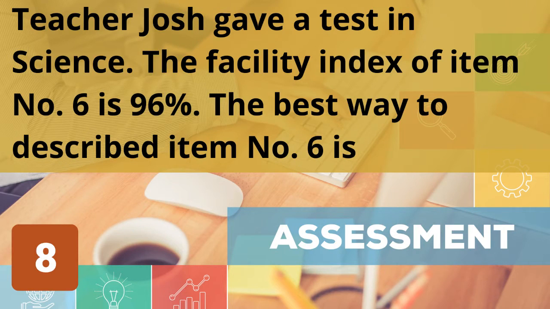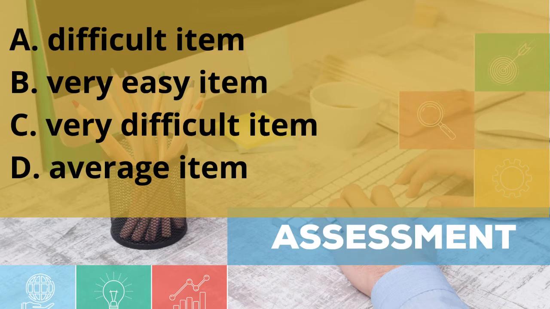Number 8. Teacher Josh gave a test in science. The facility index of item number 6 is 96%. The best way to describe item number 6 is A. Difficult item, B. Very easy item, C. Very difficult item, D. Average item.